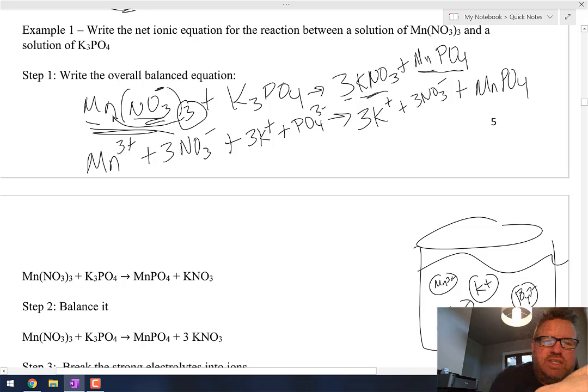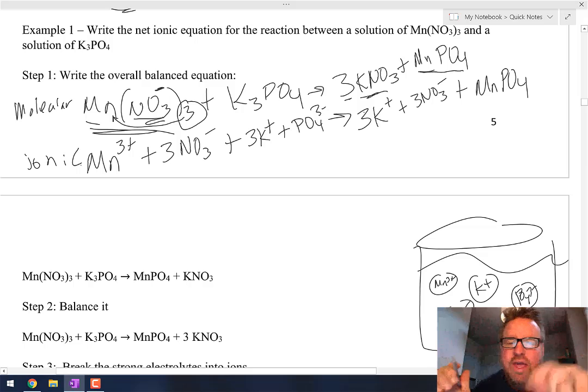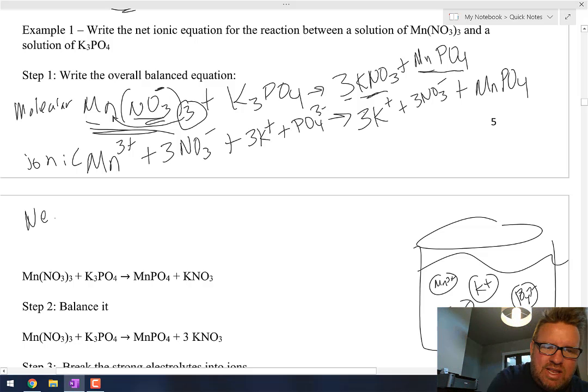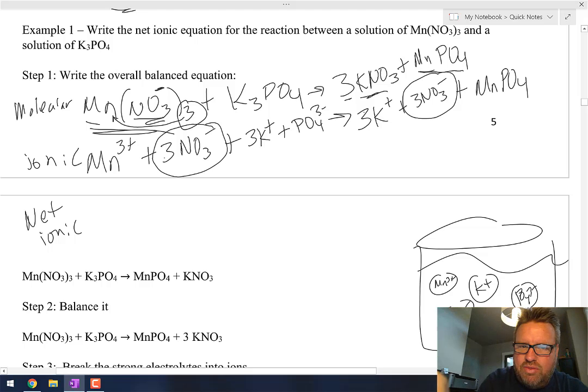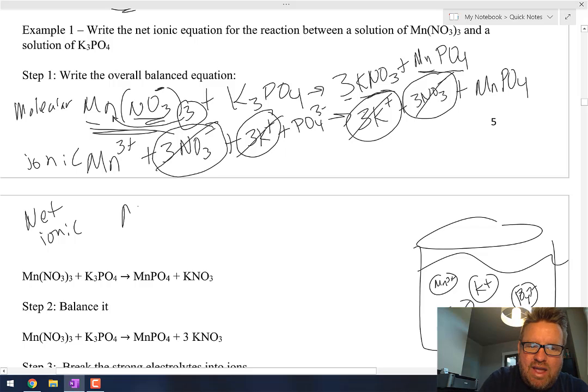Now, this first one is just like the normal equation. You might call this the molecular equation. This is what you would call the ionic equation, where you separate things into ions. And then our last step is the net ionic. The net ionic just says to go through and cancel things out that are unchanged from one side to the other. For example, I have 3 NO3 minuses here and 3 NO3 minuses here. They're gone. Here I have 3 potassium ions and here I have 3 potassium ions. They're gone. So the net ionic equation is just the things that are changed from one side to the other.